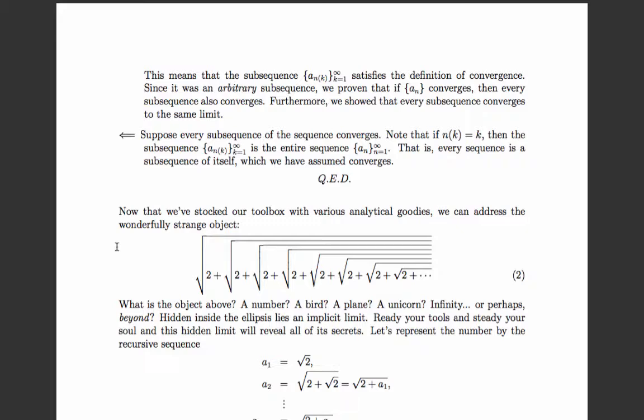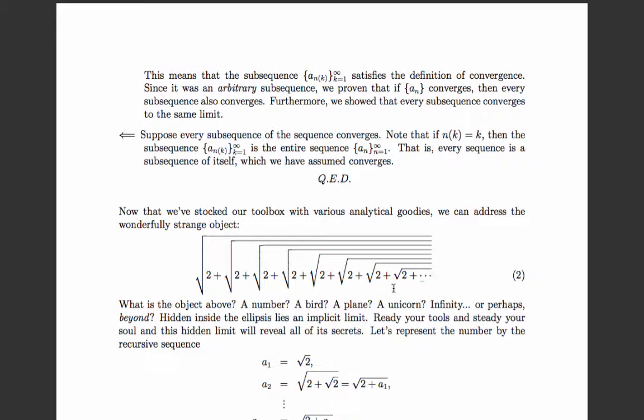Well, hidden inside the ellipsis here lies implicitly the idea of a limit. So, since there's an implicit limit, and I could cut off this sequence of square roots at various moments, I can actually represent this as a sequence. And, well, we've got all kinds of tools for analyzing limits of sequences. So, get your tools ready, steady yourself, and let's seek what this hidden limit is.